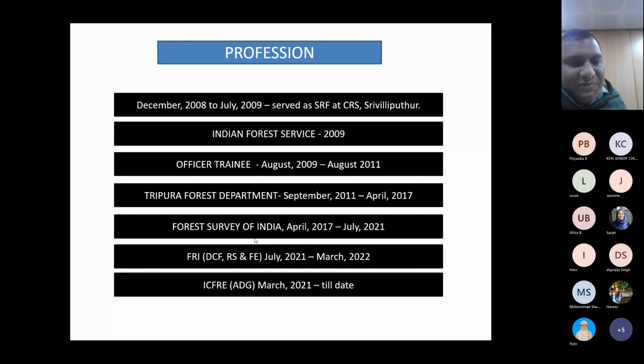After that, I worked as Deputy Conservator of Forest in Research Survey and Forest Economics in FRI, Forest Research Institute. And again, 6 months as ADG Monitoring and Evaluation in Indian Council of Forest Research and Education. And after that, I have now been promoted and placed as Secretary, Indian Council of Forest Research and Education.